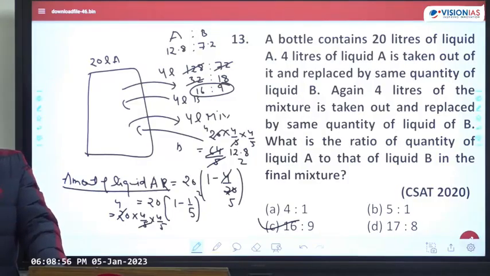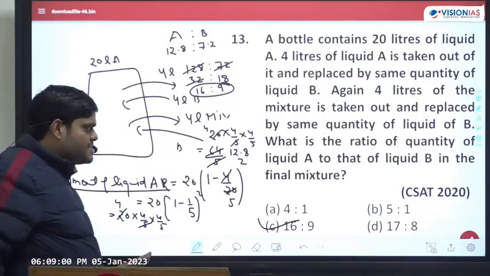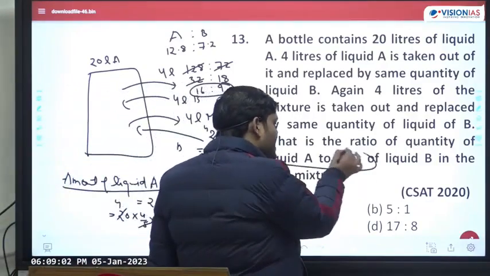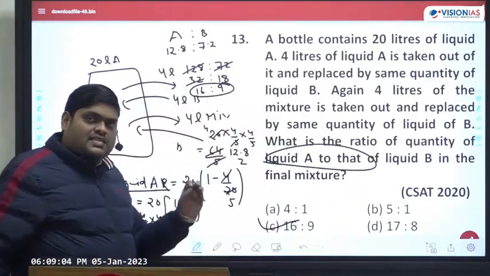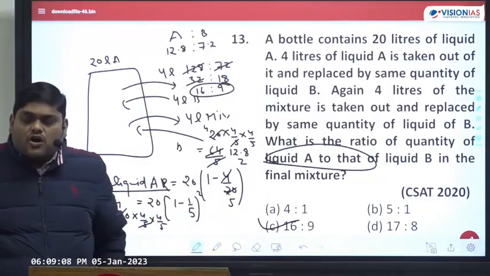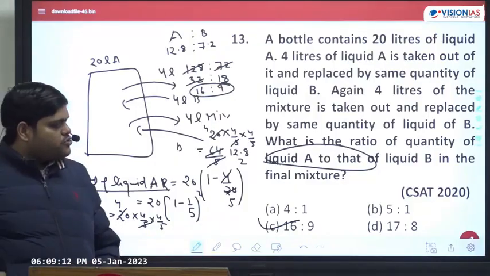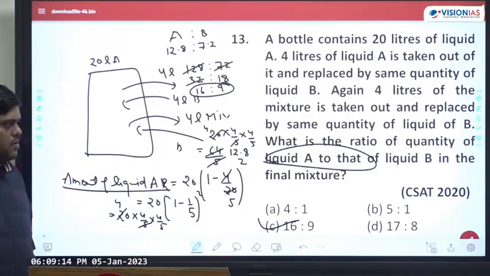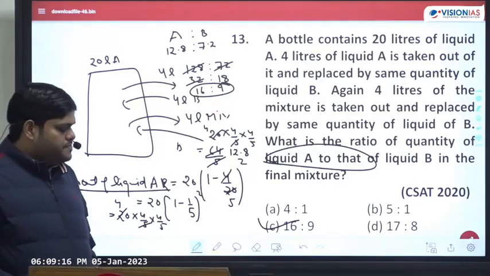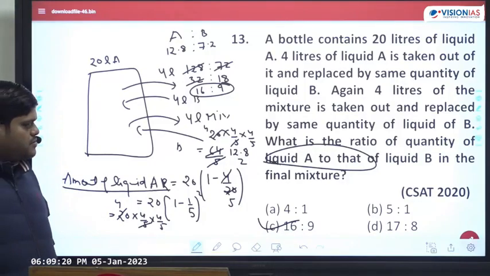Many of you have given C as the correct answer. The only thing we have to keep in mind is they are not asking how much A is remaining. They are asking simply the ratio of A and B. So we can answer this question simply. Is this making sense or not?